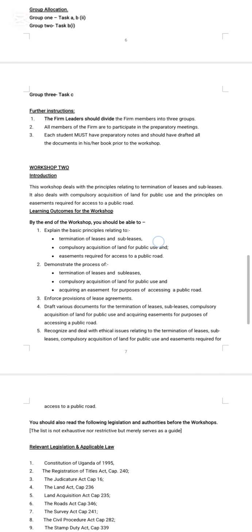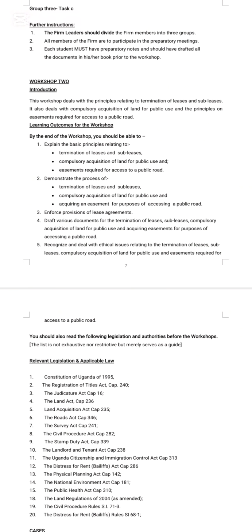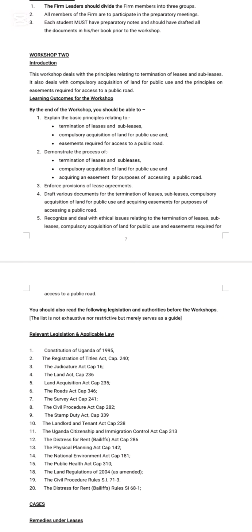Then when we look at workshop 2, the workshop deals with principles relating to termination of leases and subleases, and also deals with compulsory acquisition of land for public use, and the principles on easement required for access to the public road. So we talked about how leases can be terminated, and we say that a lease can be terminated by notice, by effluxion of time, by breach of a condition, by surrender, or by merger.